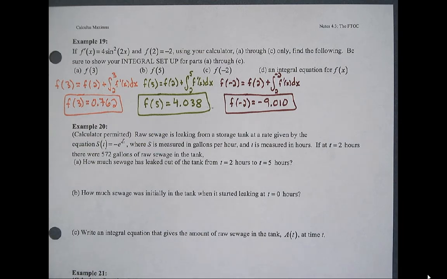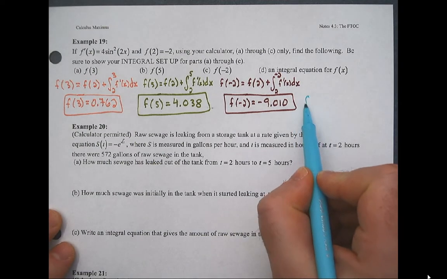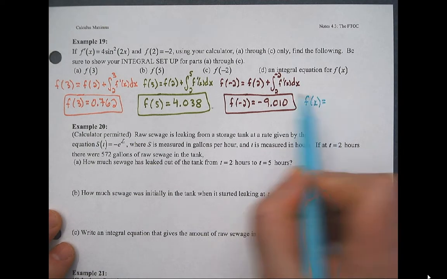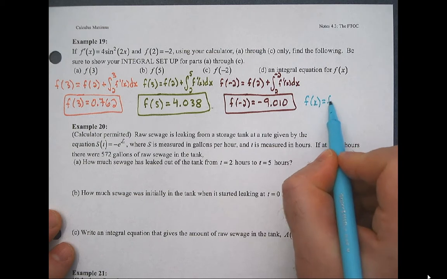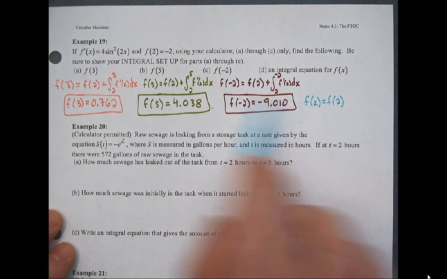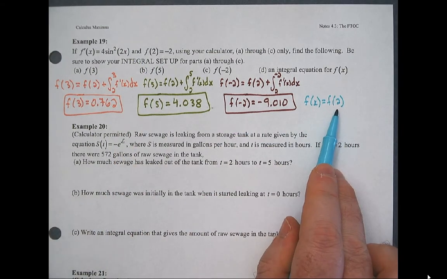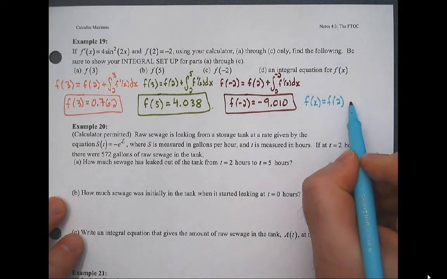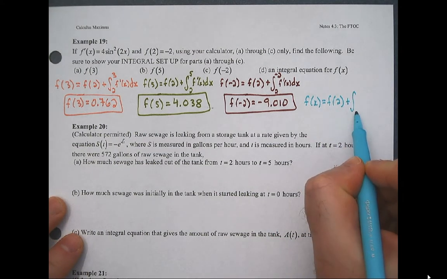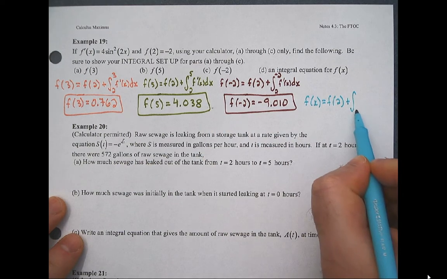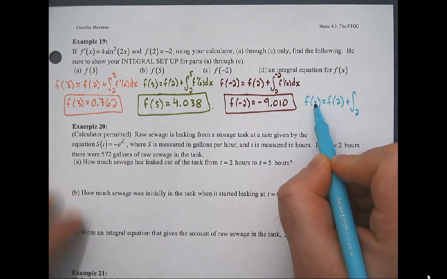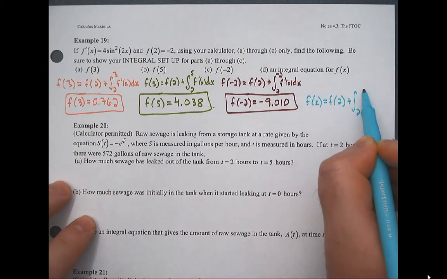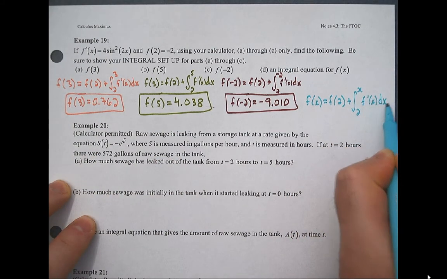All right, let's see how you did. So my function is now f of x instead of a number. It always is going to start at f of 2. Now, if you wanted to throw negative 2 in there, you could, but this shows that you know where it's coming from. Plus the integral from 2 until, well, what is this? This is whatever x is. f prime of x, squeeze in that dx. There we go.